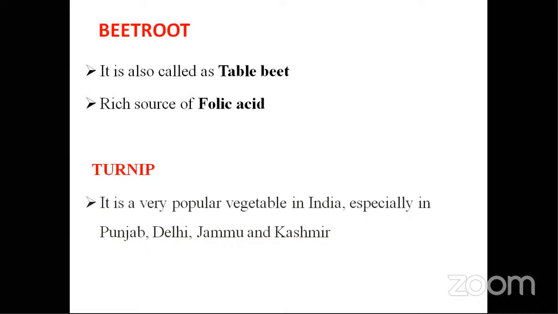Next, beetroot. It is also called table beet or beetroot, whereas sugar beet or other synonymous names which we generally get confused with beetroot are not its names. They are slightly different, belonging to the same family. So beetroot is called the table beet, and it is rich in folic acid. And turnip is a very popular vegetable in certain parts of the country, but not in our South India. But in North India, you see turnips here and there.